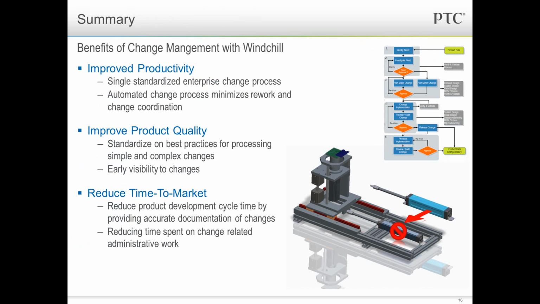That concludes the five-step process, so let's just take a summary of what Windchill Change Management provides. It provides improved productivity. It's a single, standardized enterprise change process. It automates the change process and minimizes rework and change coordination. It improves product quality by standardizing on the best practices for processing simple and complex changes, giving early visibility to all of this throughout the entire enterprise. You can reduce time to market by reducing product development cycle time, giving accurate documentation of all the changes that are occurring inside the business. You can reduce the time spent on change-related administrative work and automatically deliver the downstream objects that are required by your business.